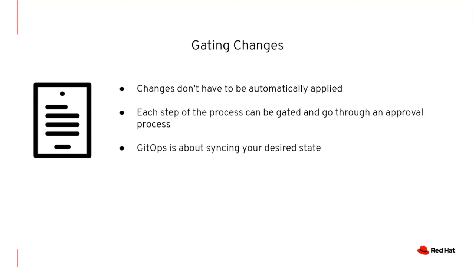Another advantage of using this sort of automated workflow is you can actually gate those changes. The process of PR requests and merging, all of that can be gated. Although you can have changes fully automated, it doesn't have to be that way. Each step of the process can be gated and put through an approval process. GitOps is about keeping your desired state synchronized with the current state. It doesn't necessarily mean all desired changes go through. It just means that when the changes are approved, the application of those changes is automated. This is one of the misnomers of automation, that everything gets put in automatically. That's not the case.